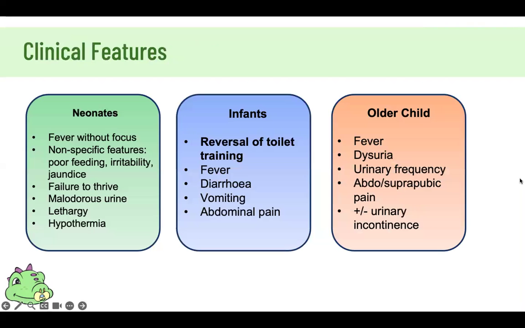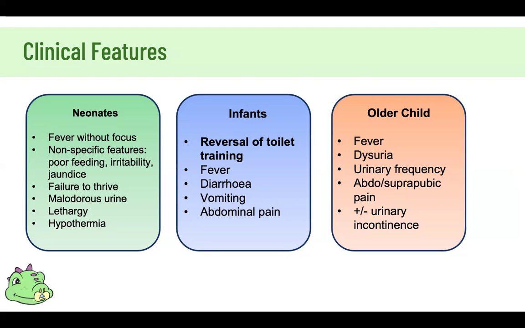In terms of how it presents, this is very dependent on the age of the child. So with older children, in particular teenagers and older, they'll present very similar to adults. So essentially the same symptoms of fever, dysuria, increased urinary frequency, and suprapubic pain. They might have some urinary incontinence, but that's largely dependent on the age. You wouldn't really be expecting a teenager to lose continence.